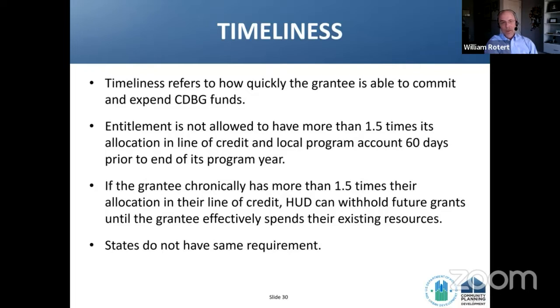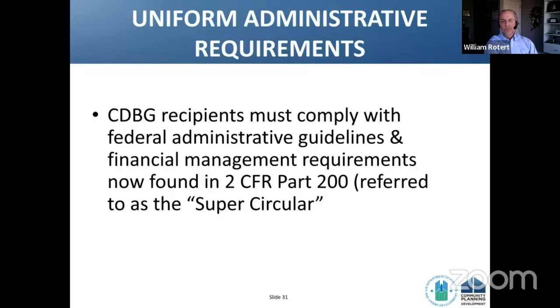typically get ratcheted up. Keep in mind that this rule does not apply to the state program because states under the regular CDBG program, they subgrant their funds to small cities and counties within the state. So this rule really does not apply to a state like it does to an entitlement. Next slide.